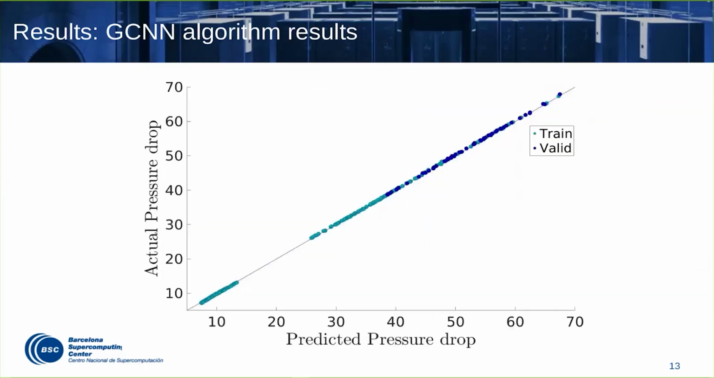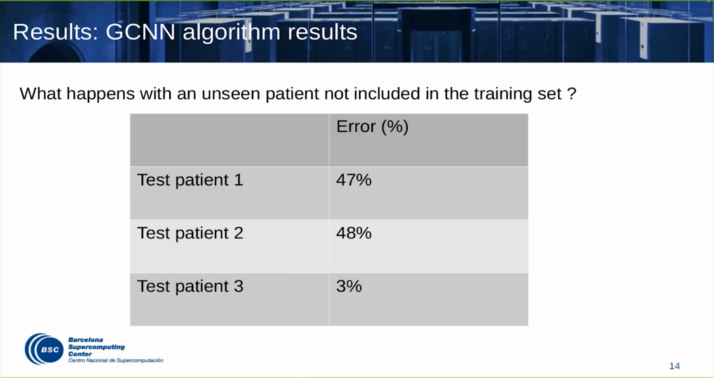Okay, so we trained and demonstrated this. We now want to compare the ground truth pressure drop, coming from the CFD results, with the predicted pressure drop coming from the model, and we plot the comparison. We show a very high accuracy in predicting the pressure drop for the training set and for the validation set. But now we want to see what happens if we use a patient which is not included in the training set. As you can see, the error is quite important for patient 1, patient 2, and patient 3.